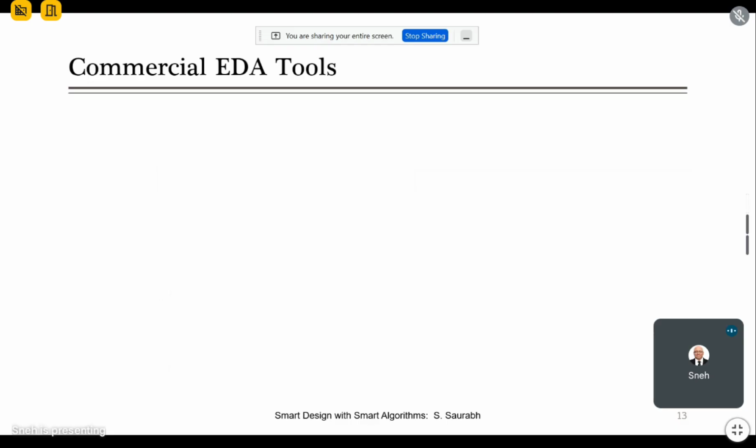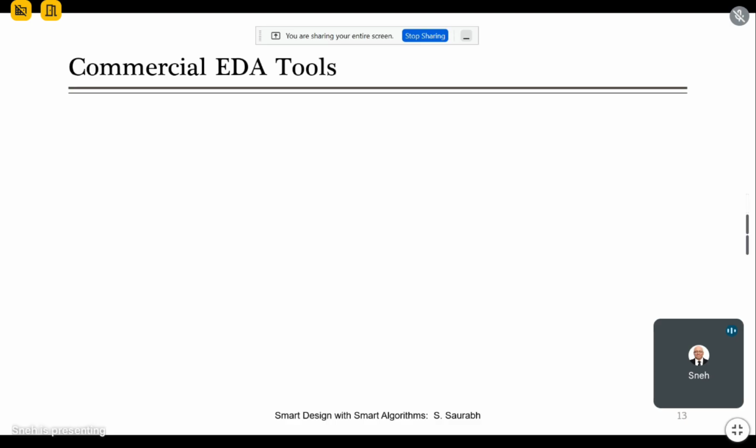For example, do you know the names of a few EDA tools? Cadence, right? Any other? Synopsys. Right? These are two companies. Cadence and Synopsys are the biggest companies of this EDA, and they have various tools for it. For example, Cadence has Innovus, Tempus, and so on, a various tool set. And similarly, you have PrimeTime, Design Compiler, and ICC Compiler and so on for Synopsys.